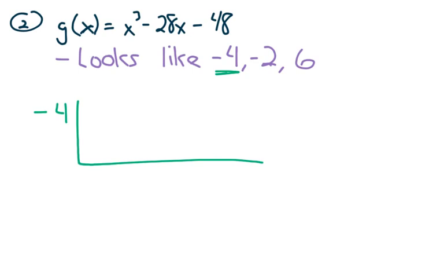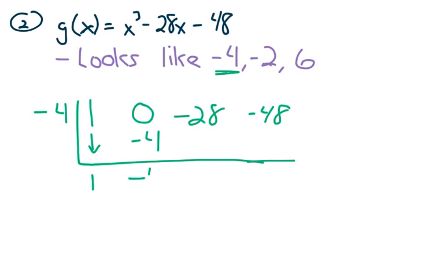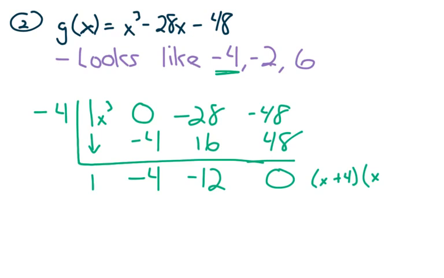The numbers on the inside: 1, I don't have an x squared term, so that's got to be a 0, and then negative 28 for x, and then negative 48 for the constant. Let's go ahead and do the dividing. Bring down the 1. 1 times negative 4 is negative 4. 0 plus negative 4 is negative 4, times negative 4 one more time is 16. Negative 28 plus 16 is negative 12. Negative 12 times negative 4 is positive 48, and that's a great number because that does give us a 0 at the end. So that tells me that I have x plus 4, and since this was x cubed, it's now x squared minus 4x minus 12 so far.